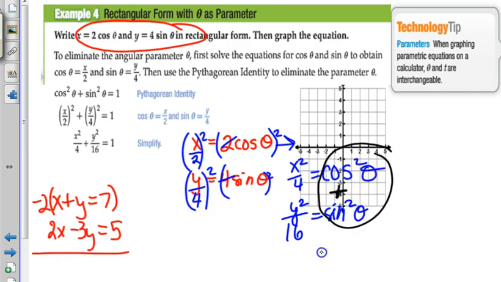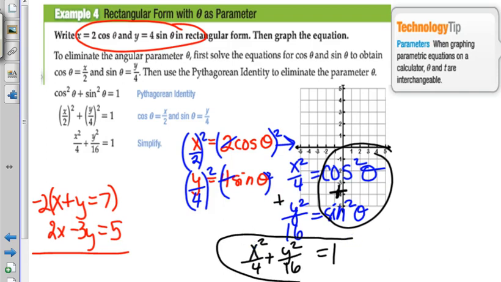Cosine squared plus sine squared equals 1. And if I add the left side, I got to add the right side. So I get x squared over 4 plus y squared over 16 equals 1. Is that the equation of that thing we just graphed?